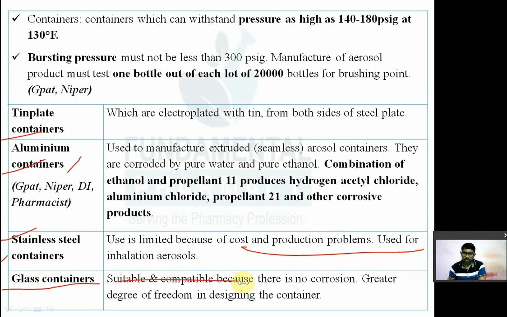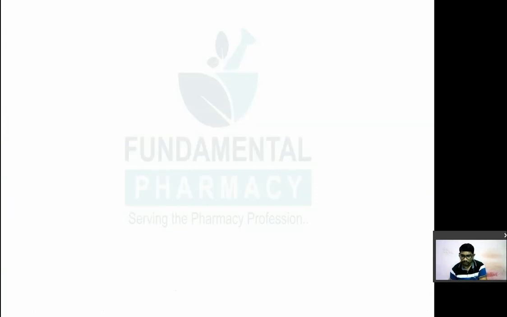They are suitable and compatible with most of the pharmaceutical, most of the drug they are compatible. Greater degree, and also there is no corrosion as compared to aluminum and स्टील का कंटेनर में करोजन हो सकता है, एल्यूमिनियम का कंटेनर में करोजन हो सकता है, लेकिन ग्लास कंटेनर में करोजन नहीं होता है. ग्लास कंटेनर will give you greater degree of freedom in designing of container. कौन से भी शेप में आपको ग्लास कंटेनर आप बना सकते हो. So that's all. These are the different types of container used in the aerosol.